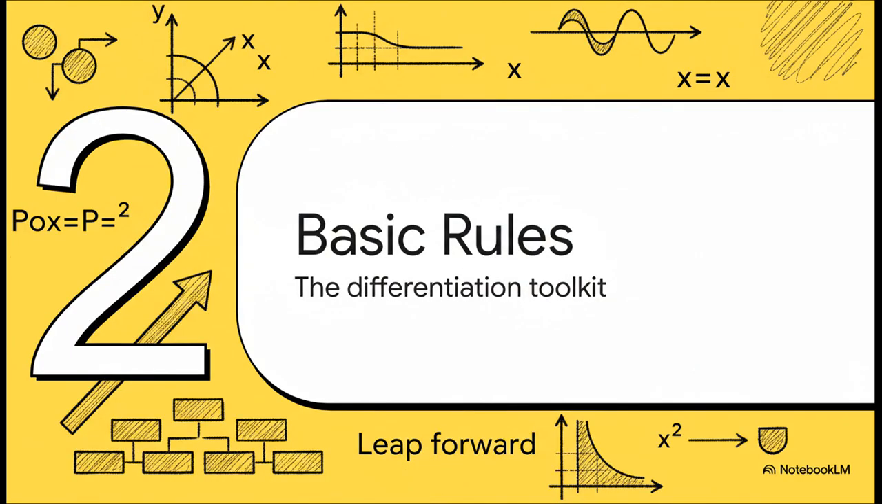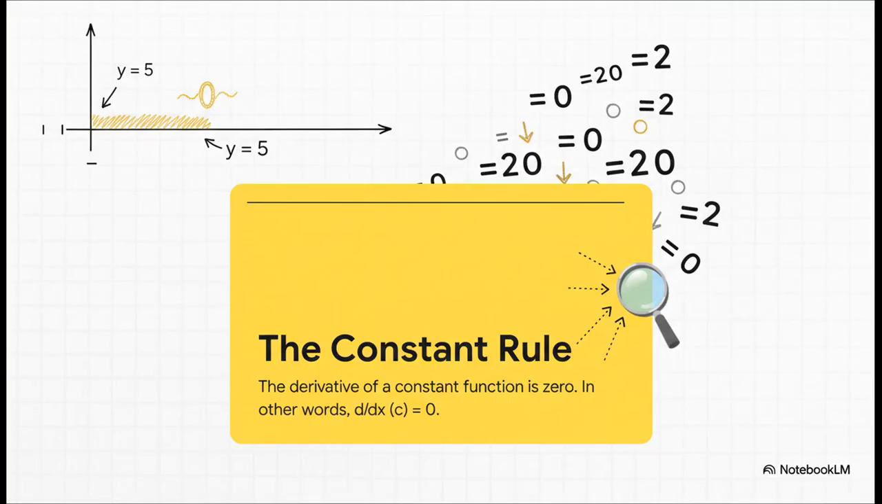Let's start with the two most fundamental rules in our whole toolkit. Think of these as the building blocks that will let us differentiate any polynomial super easily. This is where the magic really begins. First up, the constant rule. Now this one just makes sense logically.